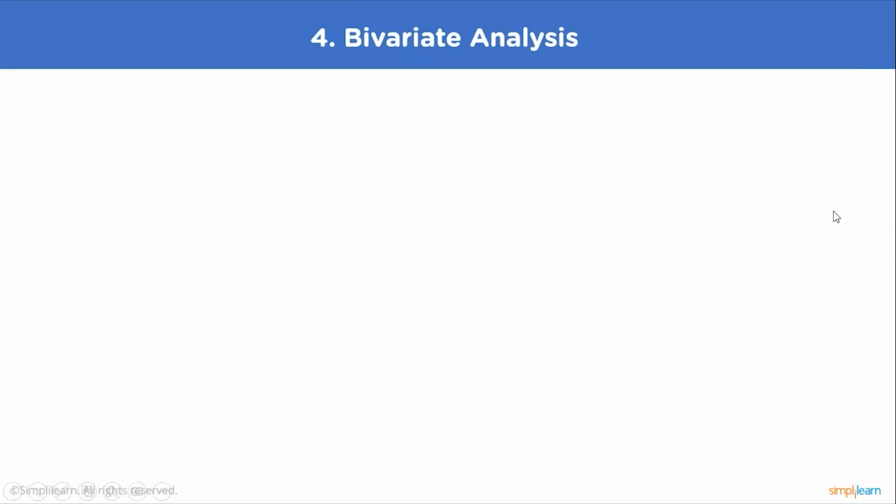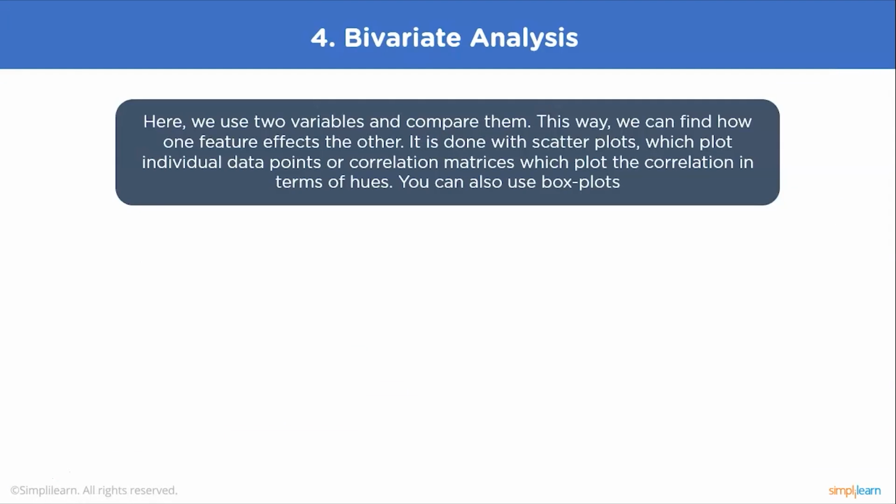Now, to better understand our data, instead of just looking at one variable, we can use two variables and compare them. We can see how one variable affects another variable. After univariate analysis, we come to bivariate analysis. Here, we use two variables and compare them. This way, we can find out how one feature affects the other.